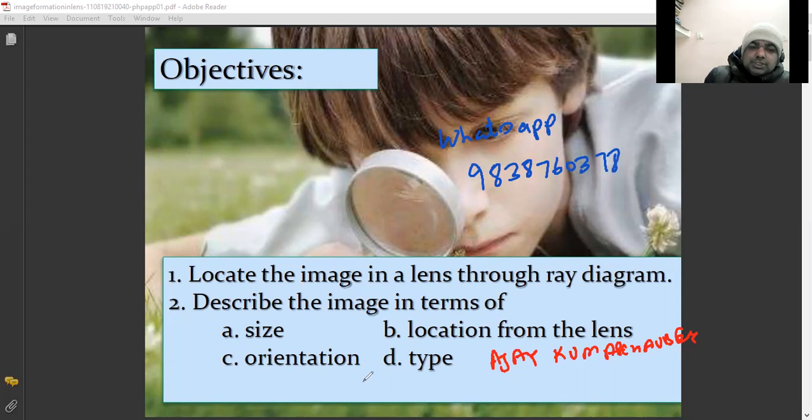What we are going to do just now is locate the image in a lens through a ray diagram, and describe the image in terms of size, location from the lens, orientation and type. When it comes to telling the characteristics of the image formed, we tell them as per this information. So let us proceed further.